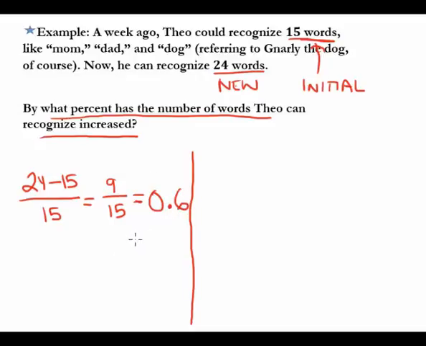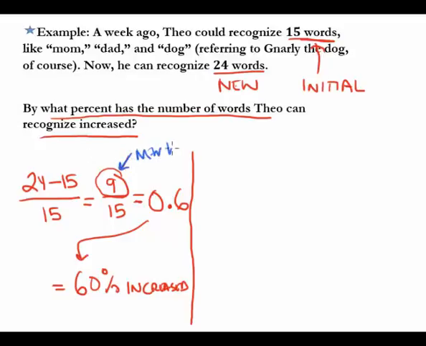What does 0.6 mean? I know how to convert decimals to percents. That's what we learned last week. So 0.6 is equal to a 60% increase. He learned 9 new words, and those 9 new words relate to a 60% increase, because he used to be able to do 15, and now he can do 24. We're comparing this 9 in relation to the initial amount, what he used to be able to do.